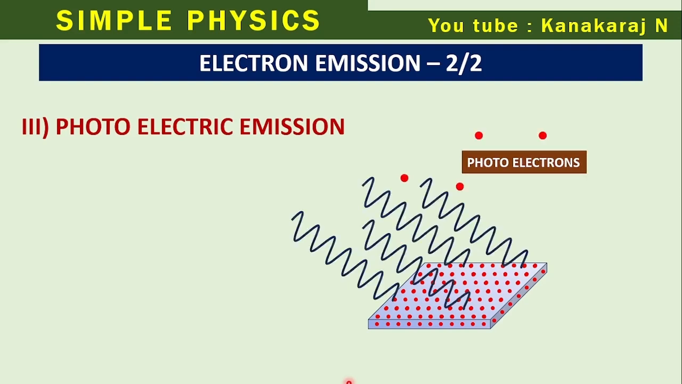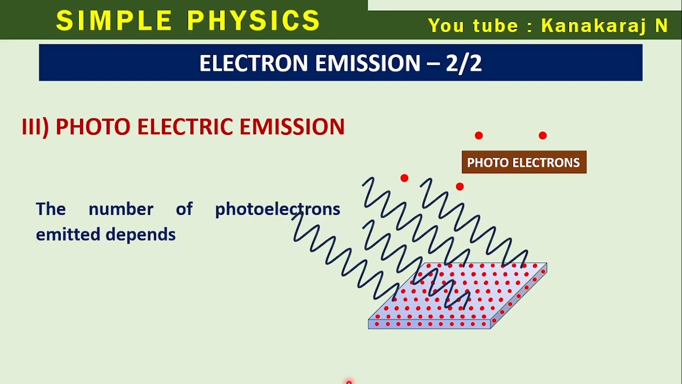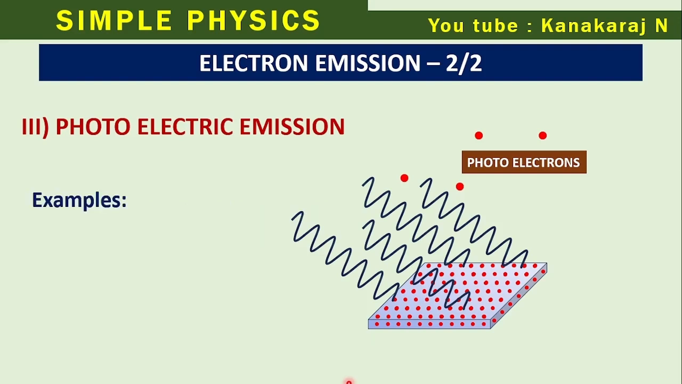Here we send 4 photons and we get 4 photoelectrons. The number of photoelectrons emitted depends on the intensity of the incident radiation, provided the incident radiation must have a frequency more than the required frequency. Examples: photodiode, photoelectric cells.